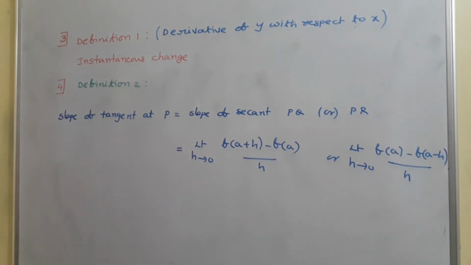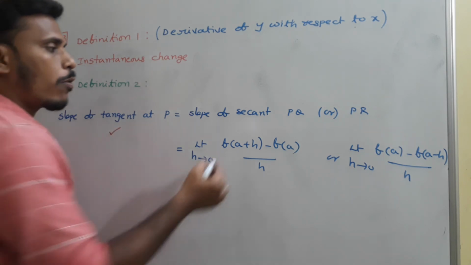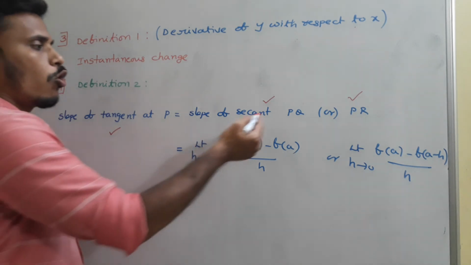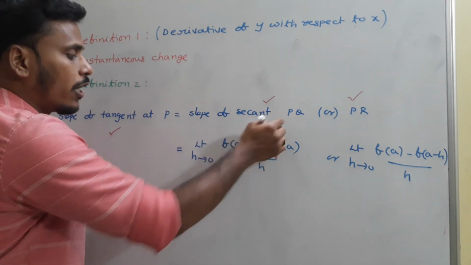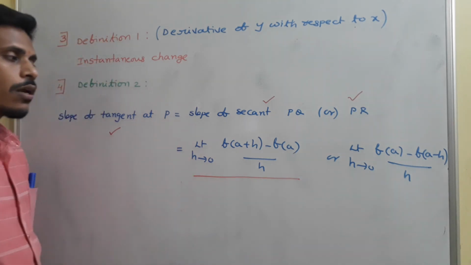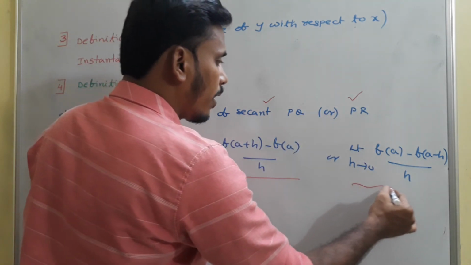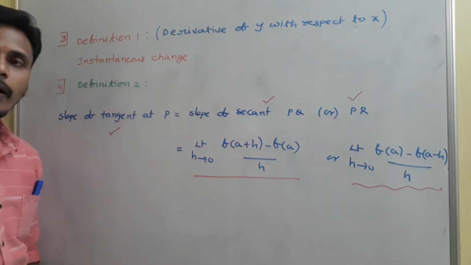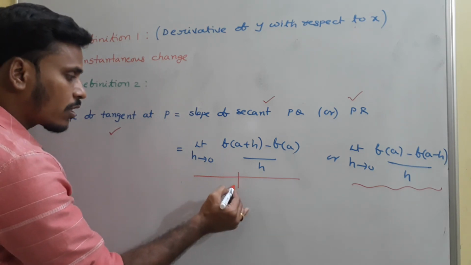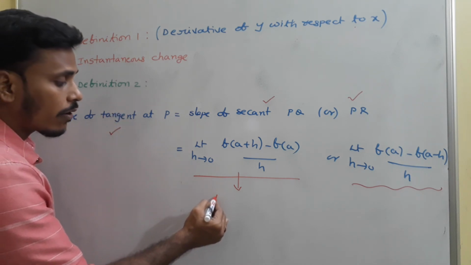So finally in definition 2, the slope of the tangent at P is simply the slope of secant PQ as well as the slope of secant PR. The slope of secant PQ as Q tends to P is limit h tends to 0 of f of a plus h minus f of a, divided by h. And the slope of secant PR is limit h tends to 0 of f of a minus f of a minus h, divided by h. Okay, and this is the slope of secant from P calculated from the right side.